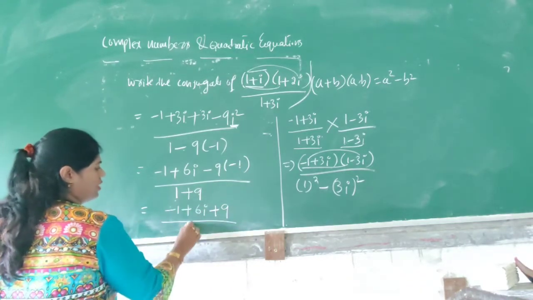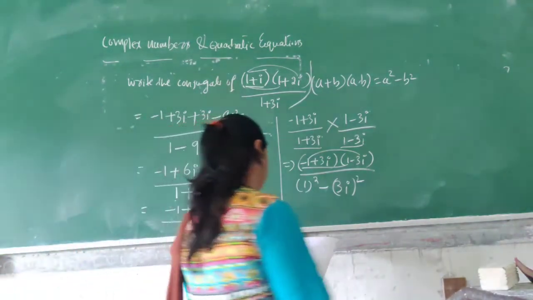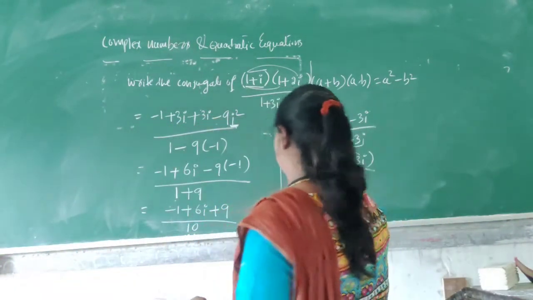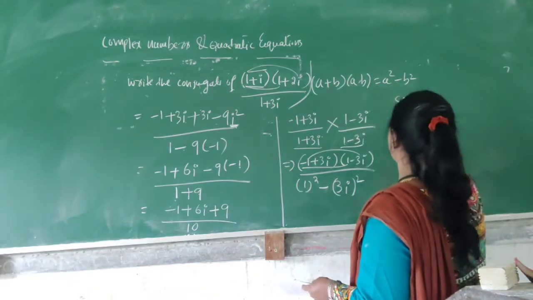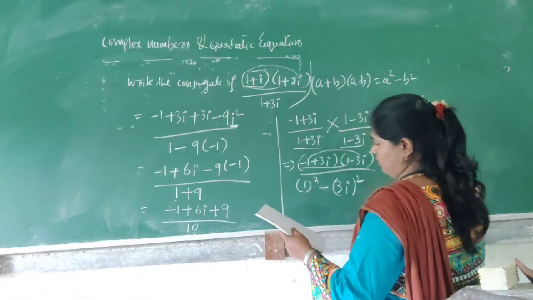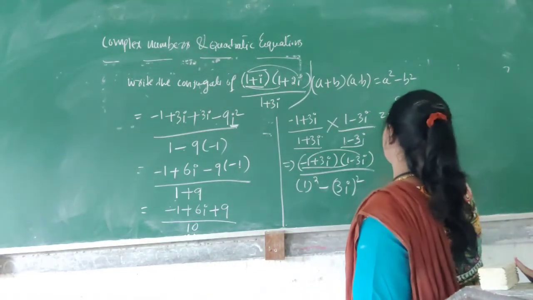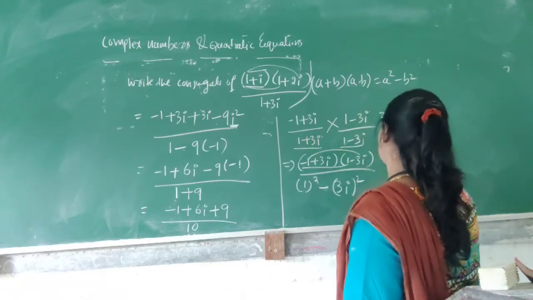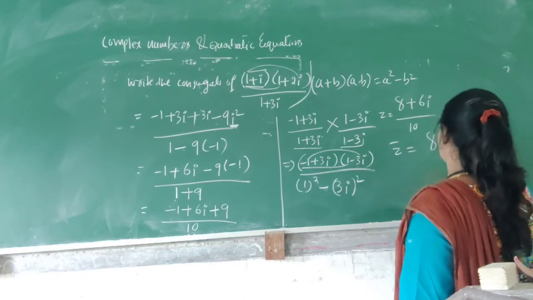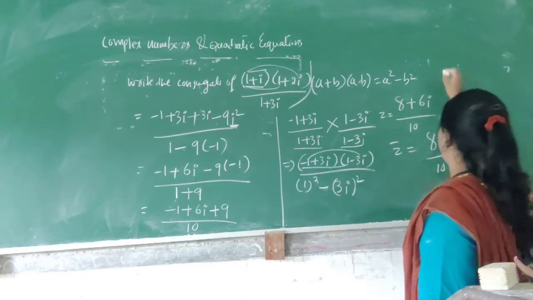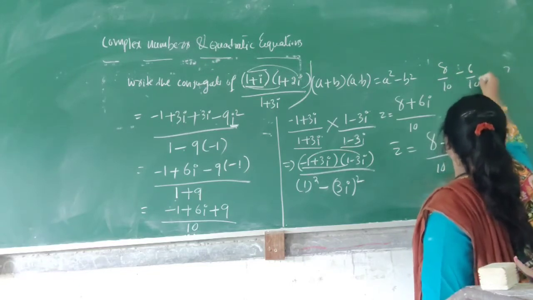Divided by 1 plus 9, which is 10. Minus 1 plus 9 is 8, so 8 plus 6i divided by 10. This is z. What is the conjugate of z? The conjugate of z is equal to (8 minus 6i) divided by 10. I can write this as 8 by 10 minus 6 by 10 i.